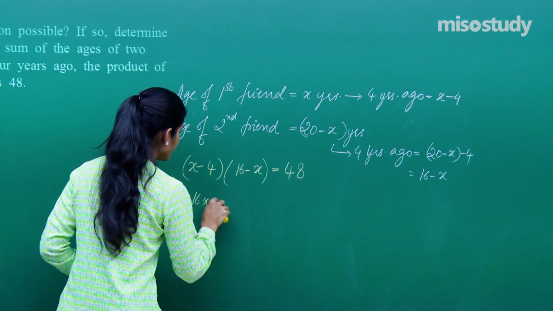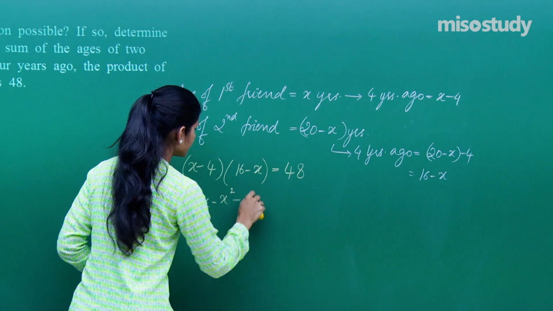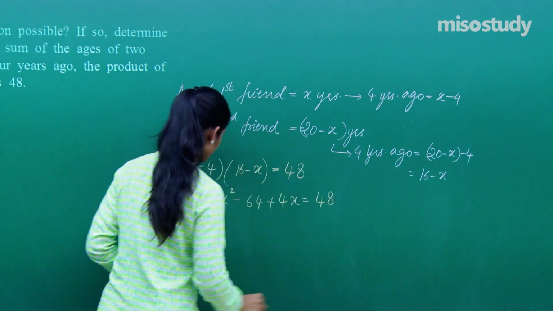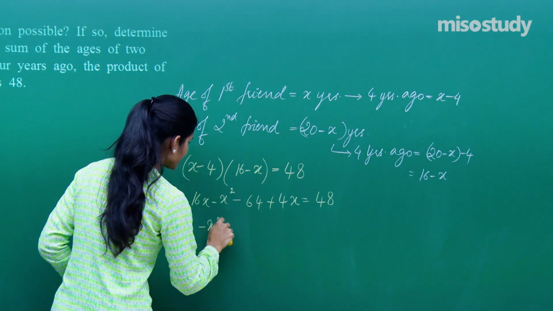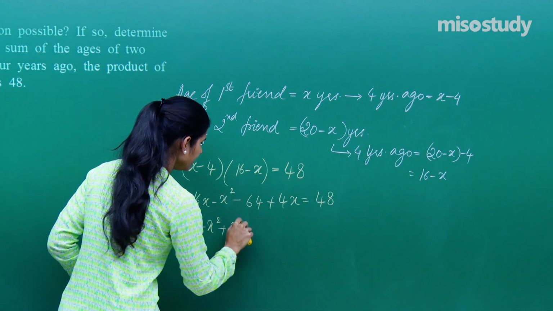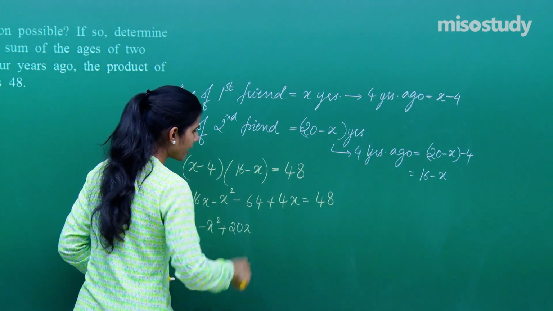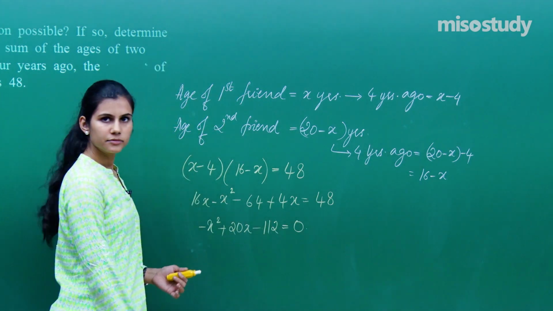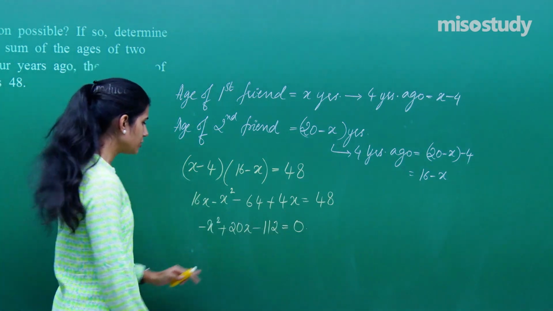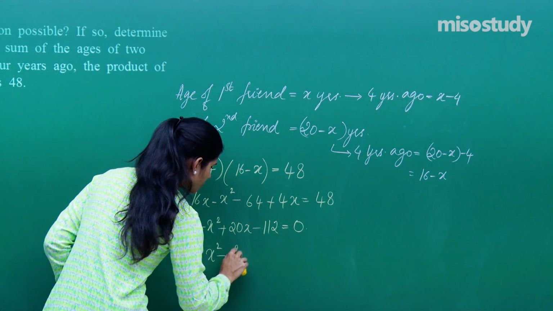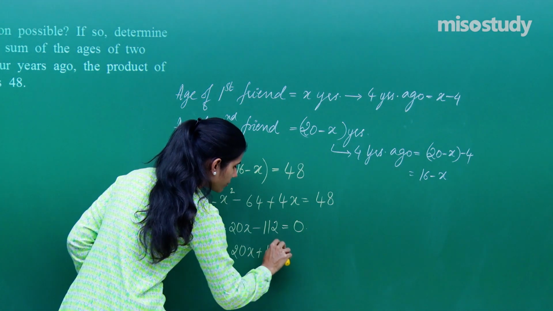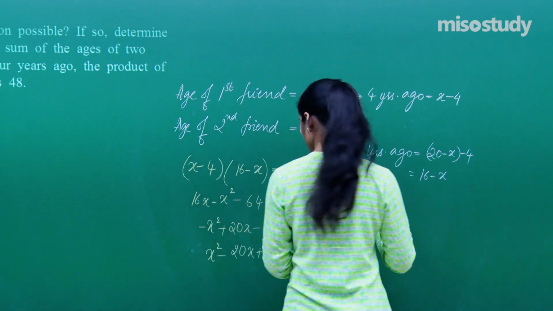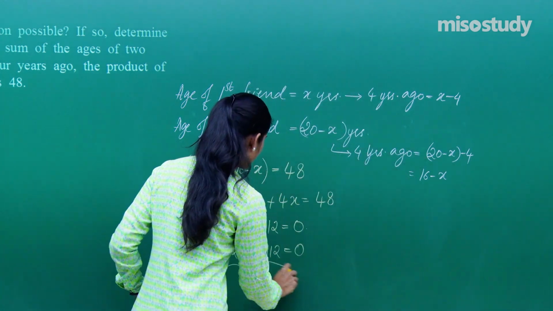This gives you 16x minus x square minus 64 plus 4x equals 48. This gives you minus x square, 16 plus 4 is 20, minus 64 minus 48 gives you minus 112. Right? This is what you have. So you can write this as x square minus 20x plus 112 equals 0. Now, is this situation possible, they are asking.